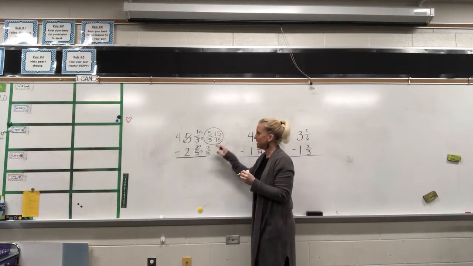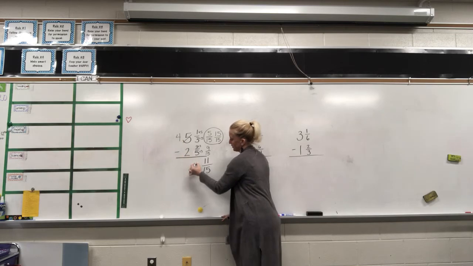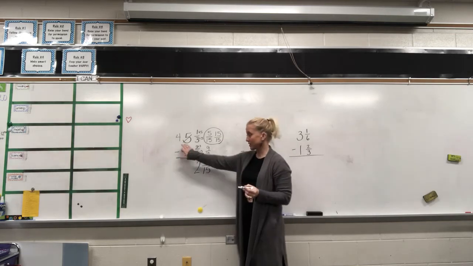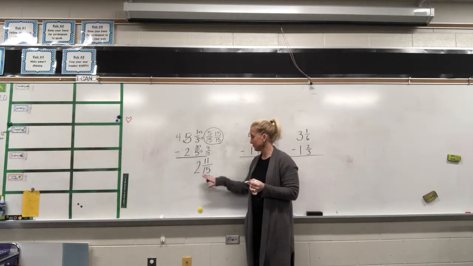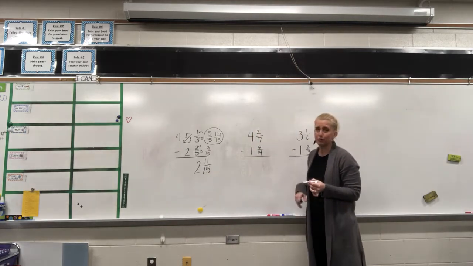So 20 take away 9 is 11/15. And then 4 take away 2 is 2. Don't forget those whole numbers, a lot of 5th graders do. Hopefully you got that one right. Let's look at the next one, next problem.